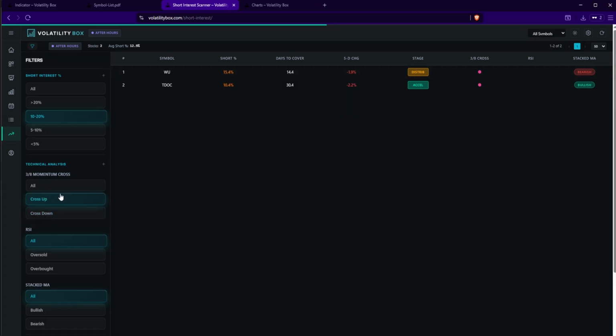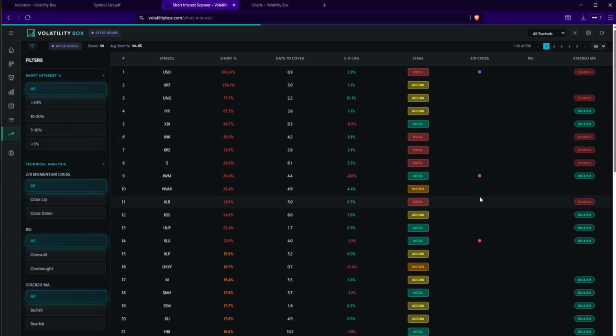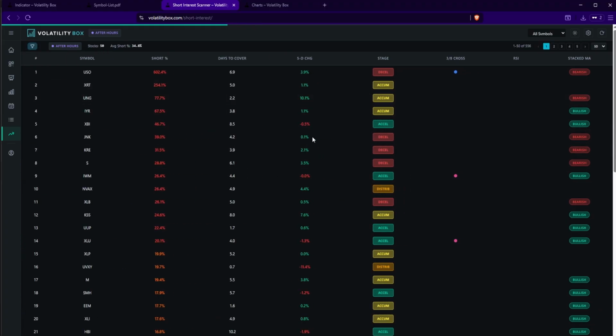Now let's find some high short interest opportunities. Actually, there's really none. You have to go to what, the 5 to 10% to potentially find some. So really, it was just the Sentinel that stood out here for the potential momentum trade. And even there, we don't have a momentum cross. So that's how you use our short interest scanner to very easily find both bullish and bearish momentum trades.